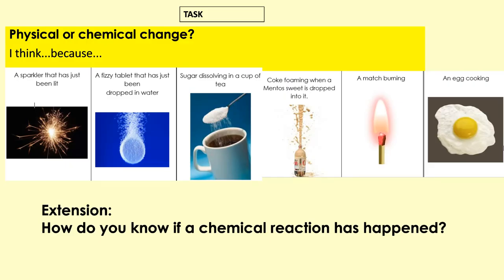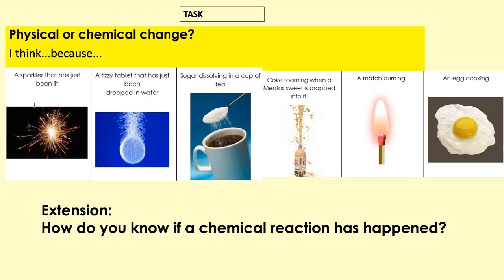So all you need to do now is there are 6 things there. The egg cooking we've just discussed, so that one should be easy. And you just need to say whether it's a physical or chemical change and then say why. So for example, I think an egg cooking is a chemical change because you can't change it back to a raw egg once it's cooked. Okay, so I've done one as an example, so you've just got 5 to do. So write those in your book and then you can email that to me.